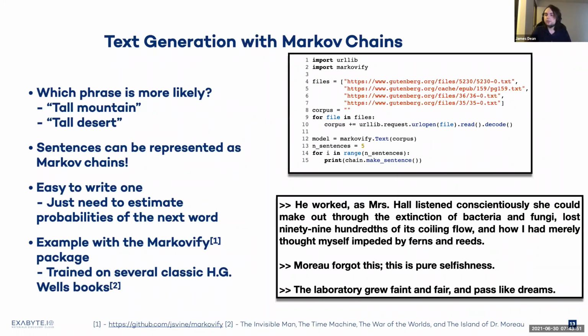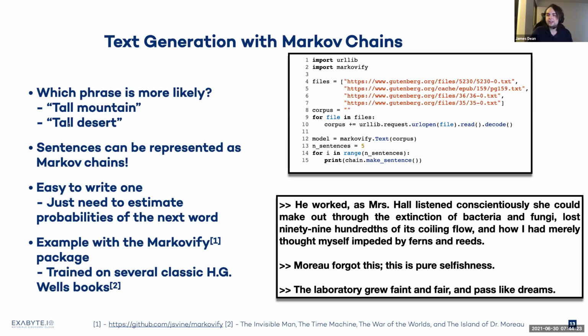And also, text generation, of course, is one of the other big places where Markov chains have been highly successful. Words are kind of sequences, and there are probabilities associated with going from one word to the next. To really drive that home, let's consider two phrases. If I'm writing something, I can either say a tall mountain, or I can say a tall desert. One of these doesn't really make sense. A desert can't be tall.